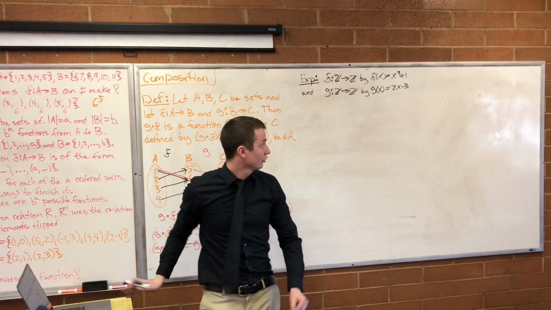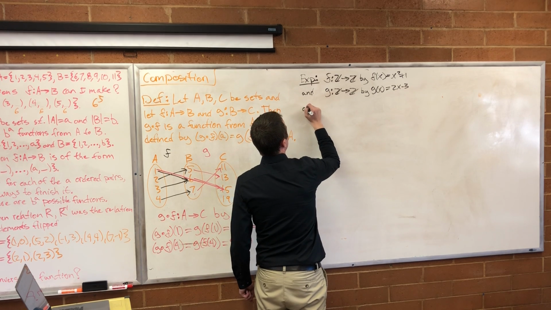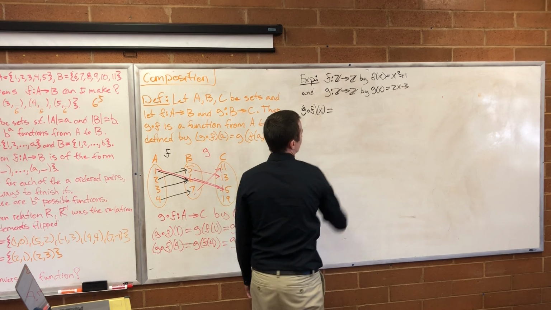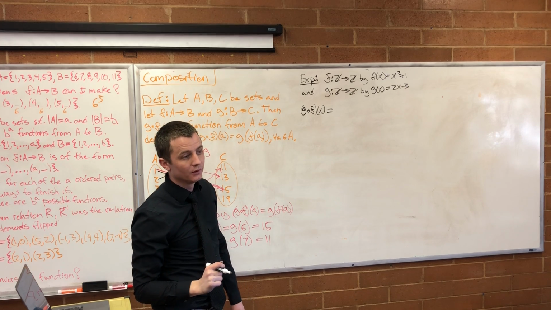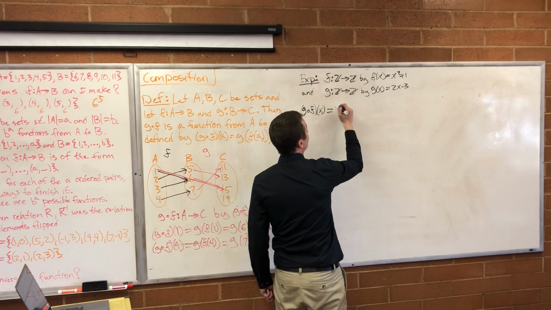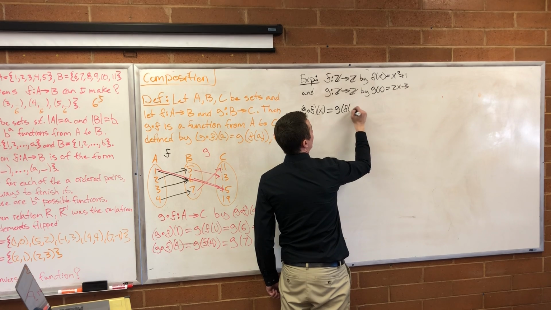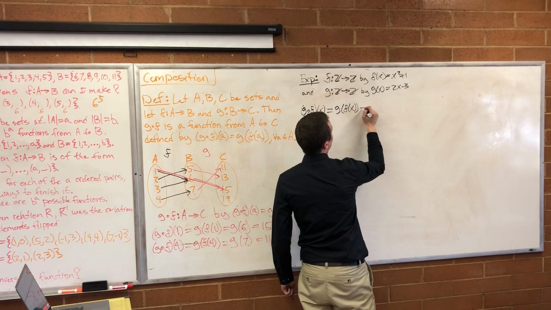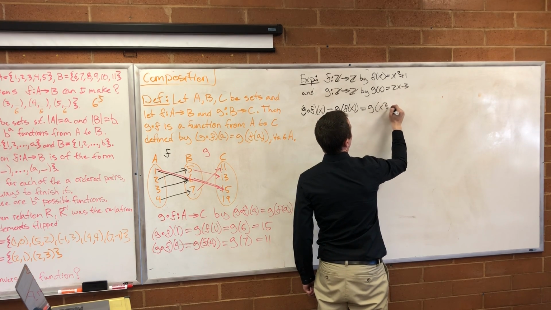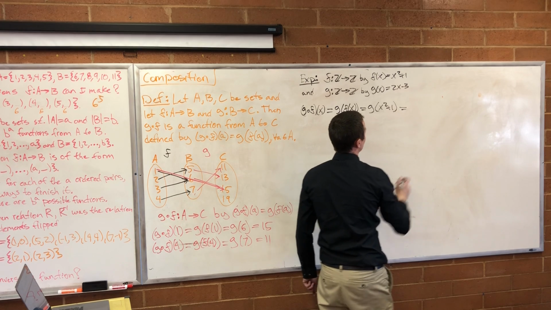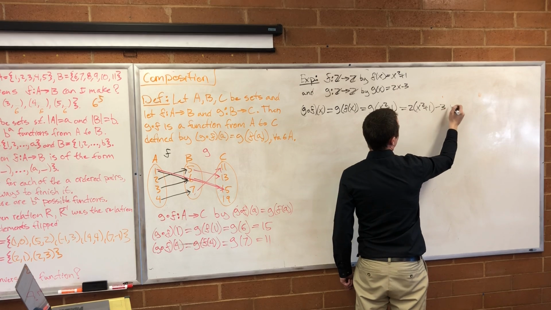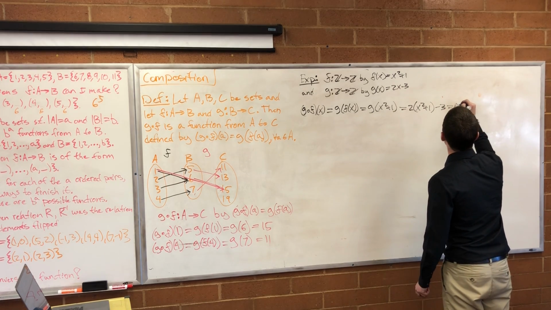Okay, so first off, what is G composed with F of x equal to? It's equal to G of F of x, right? What's F of x? So it's G of x squared plus 1, which is equal to 2 times (x squared plus 1) minus 3, which is equal to, huh?